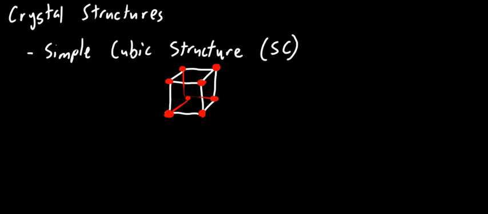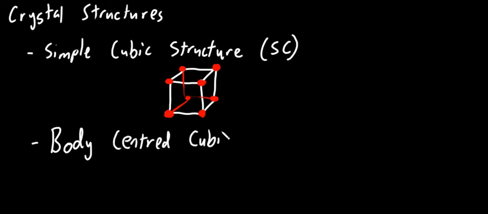Okay, enough rambling. Let's go for the next one. We've got a body centered cubic structure, BCC for short. It's basically the same as a simple cubic, but there's an atom in the center of the entire cube.